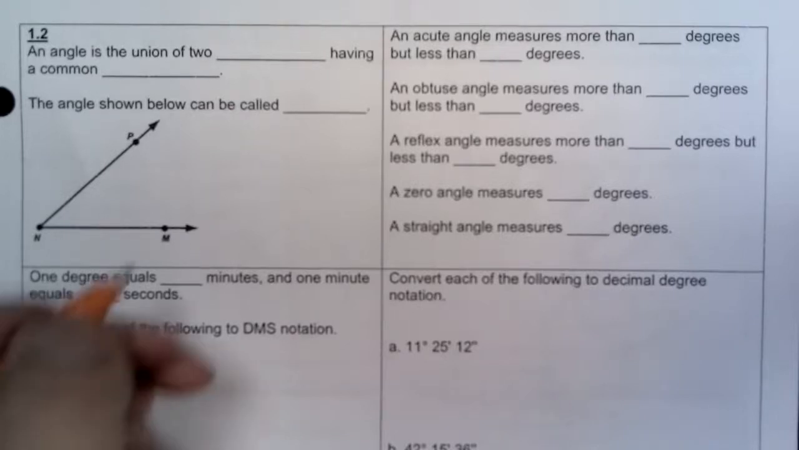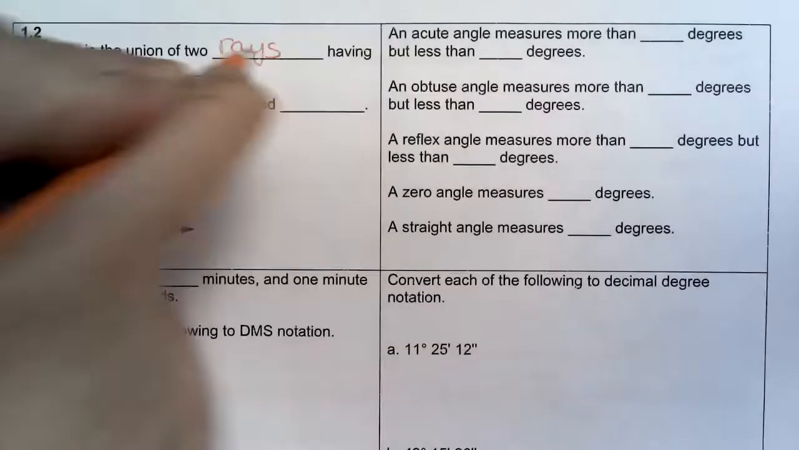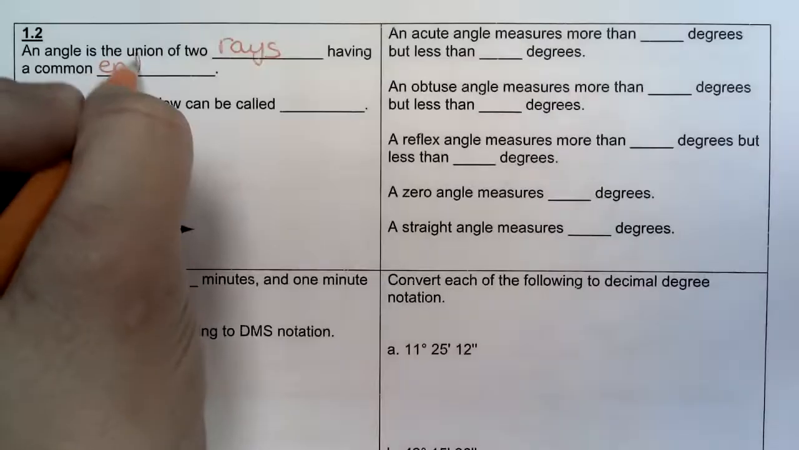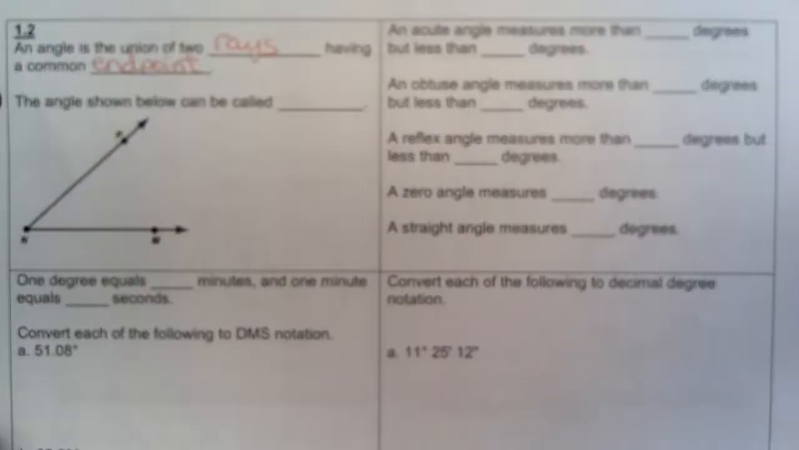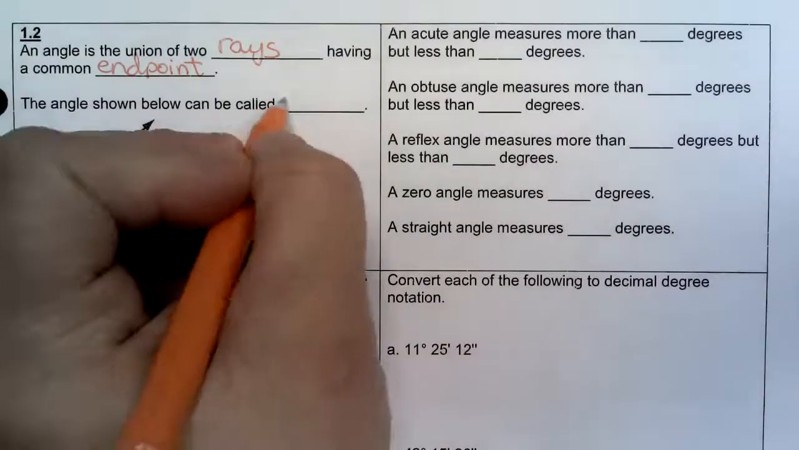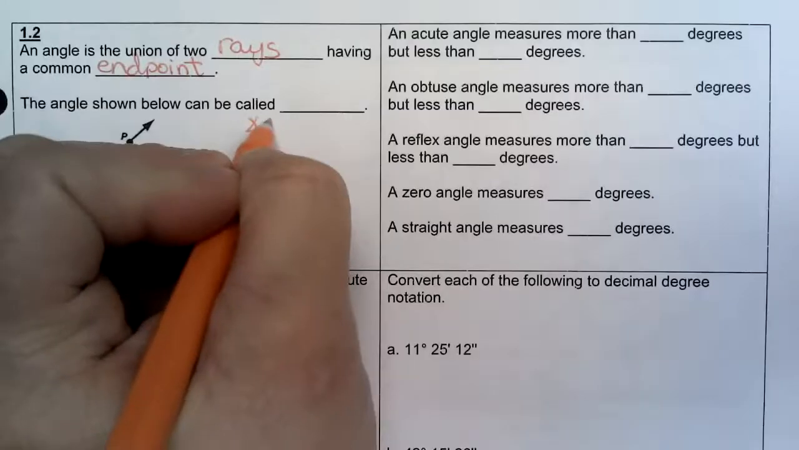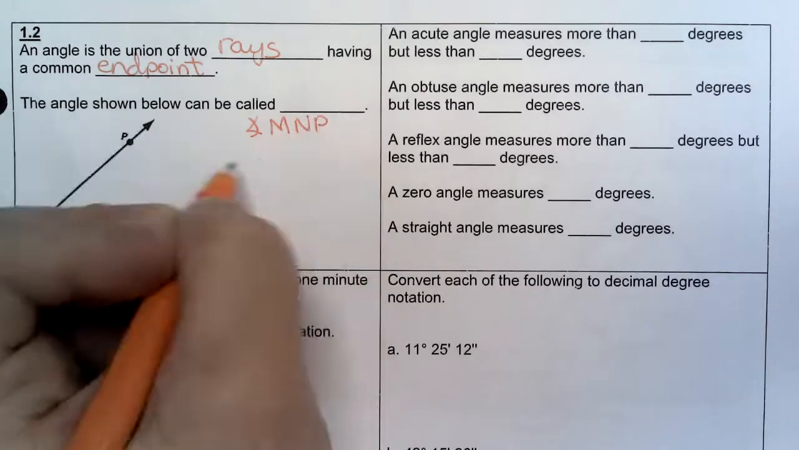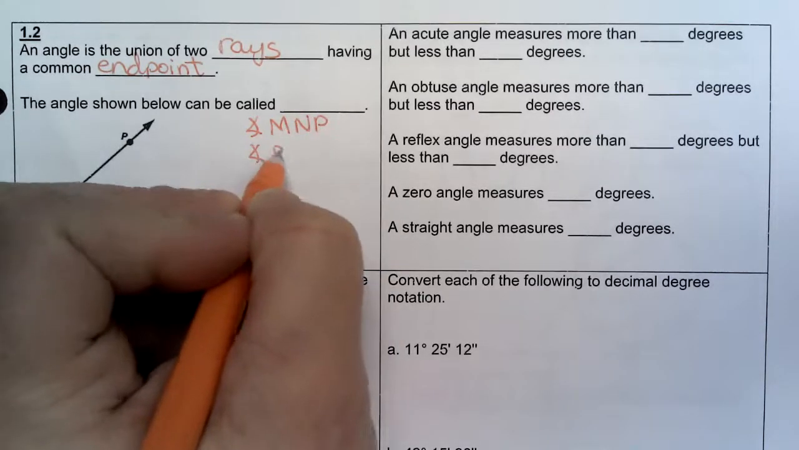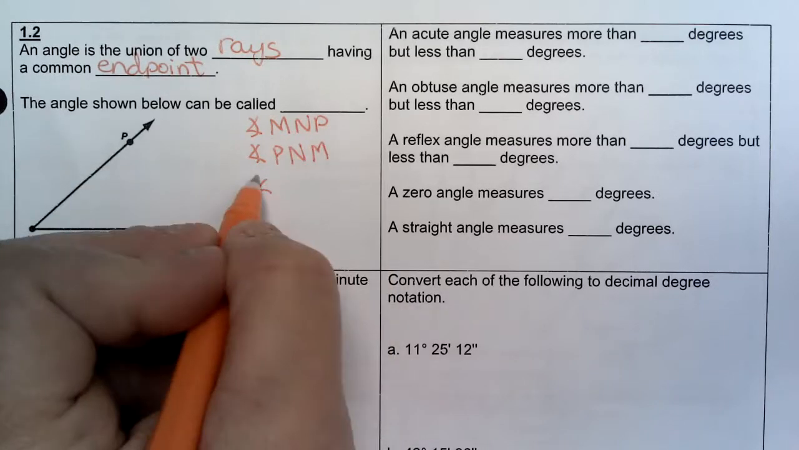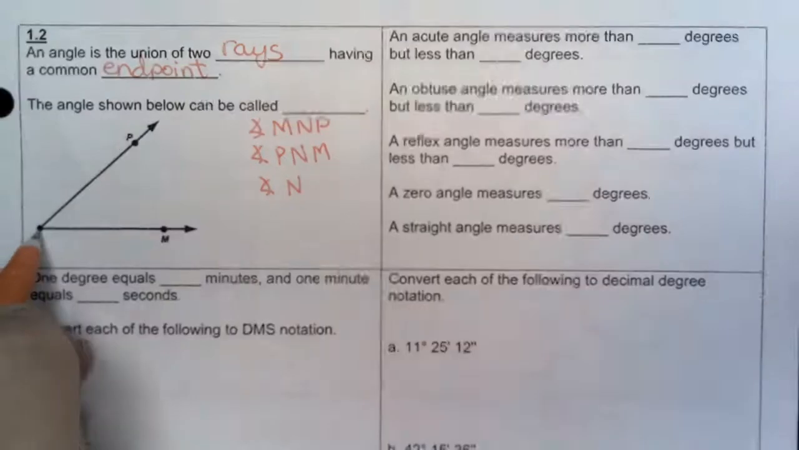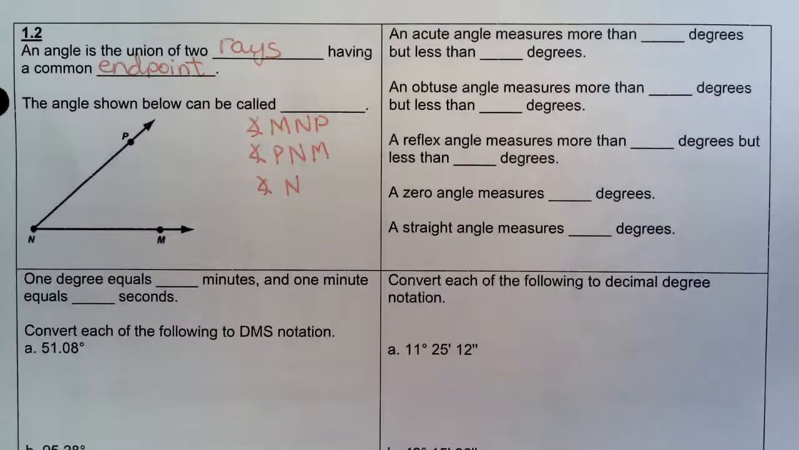So an angle is the union of two rays having a common endpoint. If we want to name this angle, there are 3 different ways we can name it. So I'm not going to use the blank there. We can name it angle MNP, angle M, or we could just name it angle N because there's no other angle coming off of that vertex.